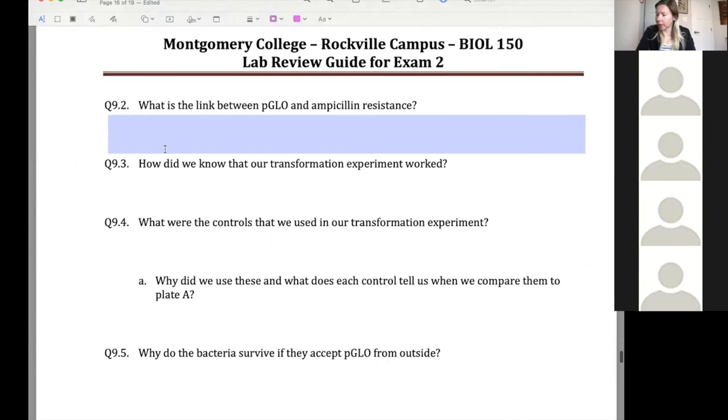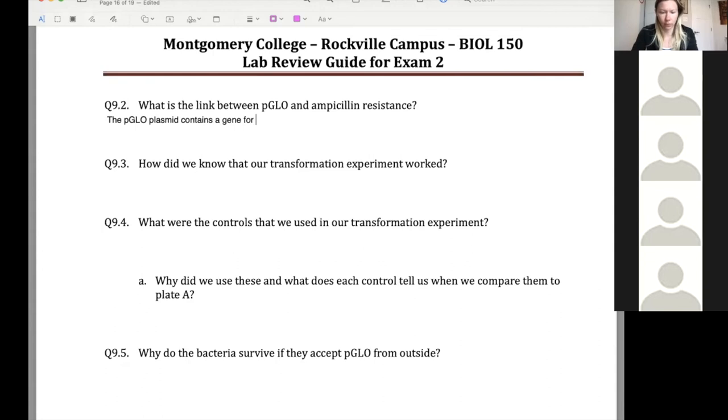Okay, so what was the link between pGLO, the plasmid, and ampicillin resistance? Basically, how did this plasmid give cells ampicillin resistance? The link between both is that pGLO contains an ampicillin resistance gene, so that successful transformers can be distinguished from cells that have not taken up plasmid DNA by their ability to grow on a medium containing that antibiotic. Right. That was a very eloquent, well-worded answer. I'm sorry, I wasn't able to get all of it down, but it was absolutely correct.